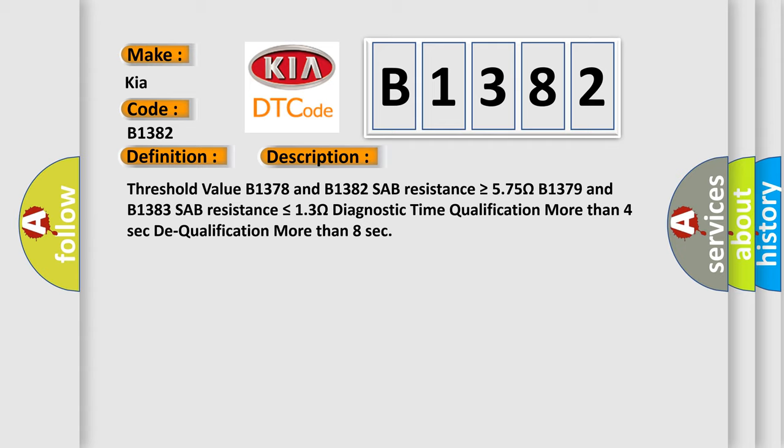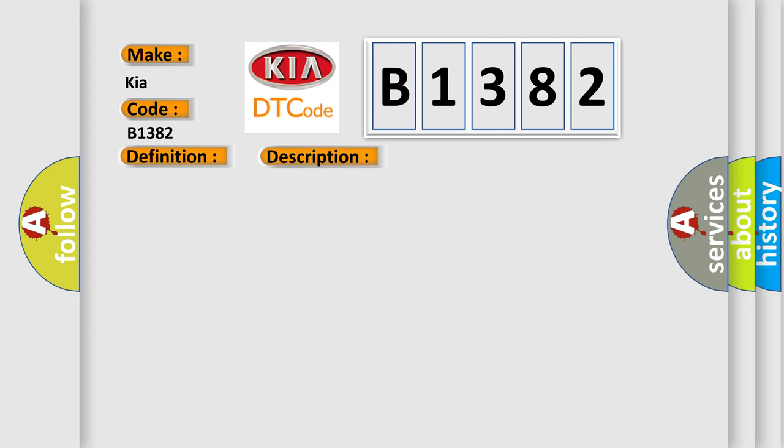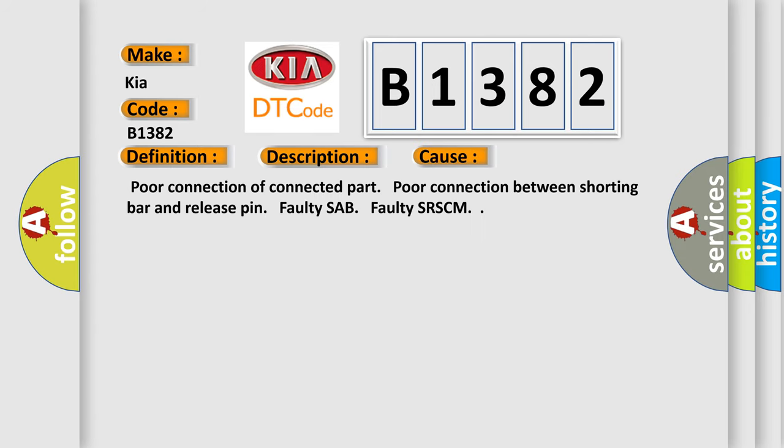Threshold value: B1378 and B1382, SAB resistance is greater than or equal to 575 ohms. B1379 and B1383, SAB resistance is less than or equal to 13 ohms. Diagnostic time qualification more than 4 seconds. De-qualification more than 8 seconds. This diagnostic error occurs most often in these cases: poor connection of connected part, poor connection between shorting bar and release pin, faulty SAB, faulty SRSCM.